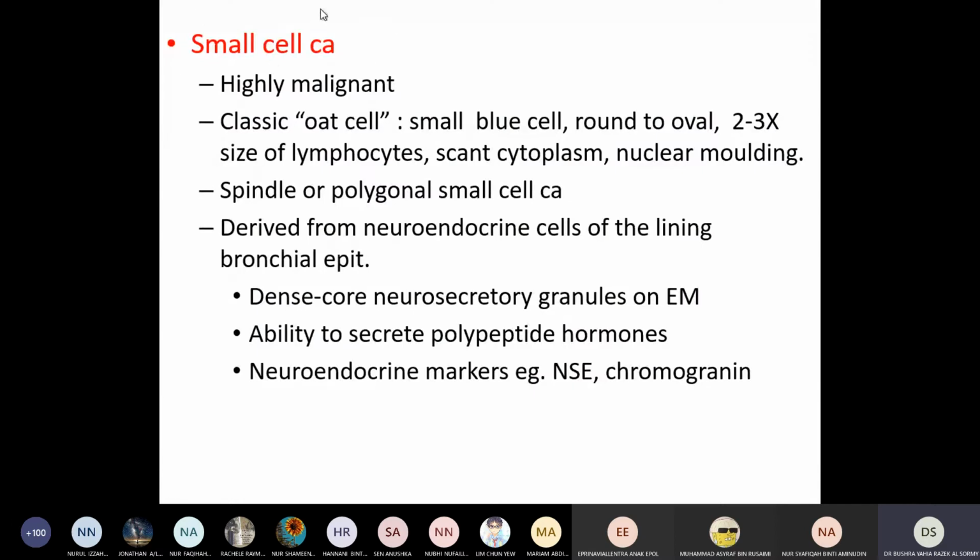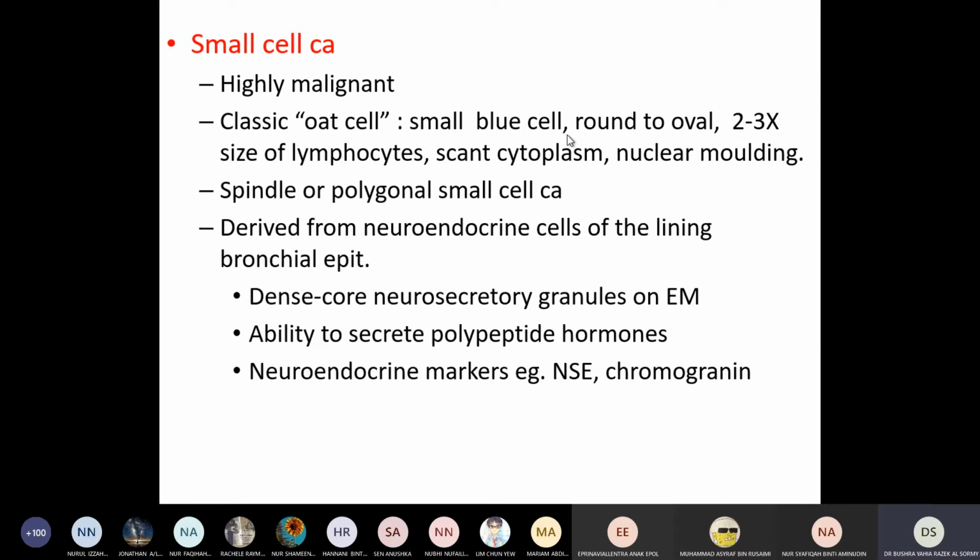Small cell carcinoma. Do you want to rest, break, or we can continue? Hello? Hello? Saying break, doctor. You want break?